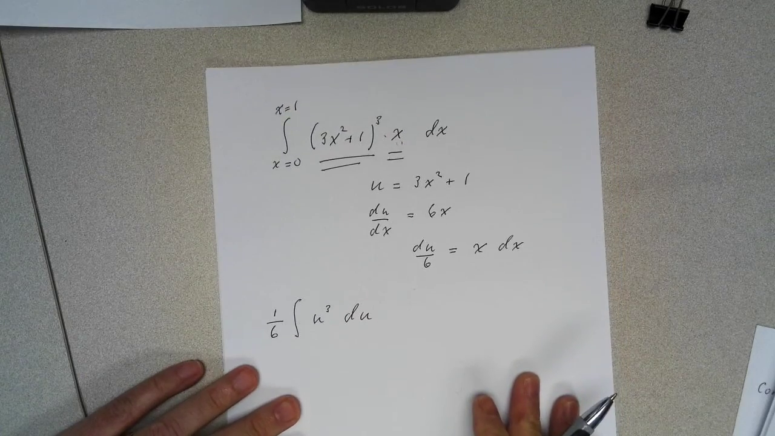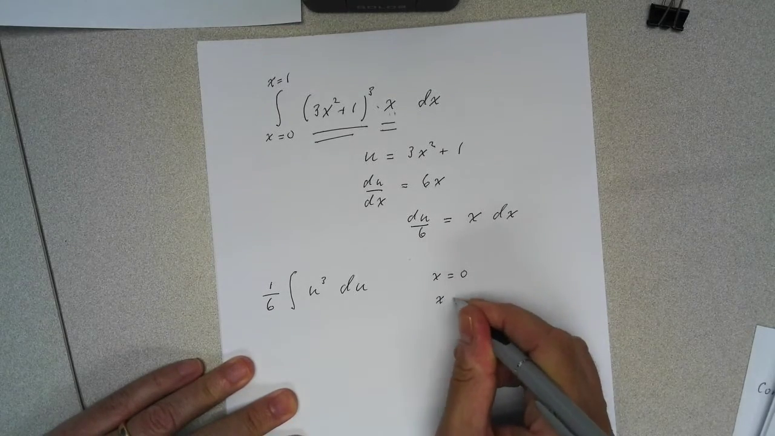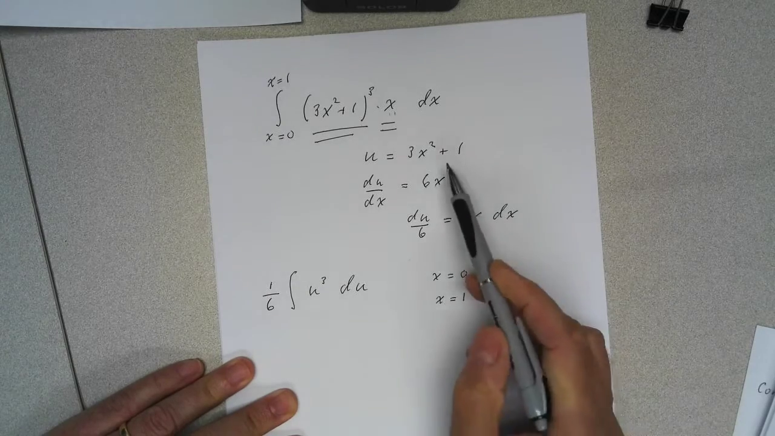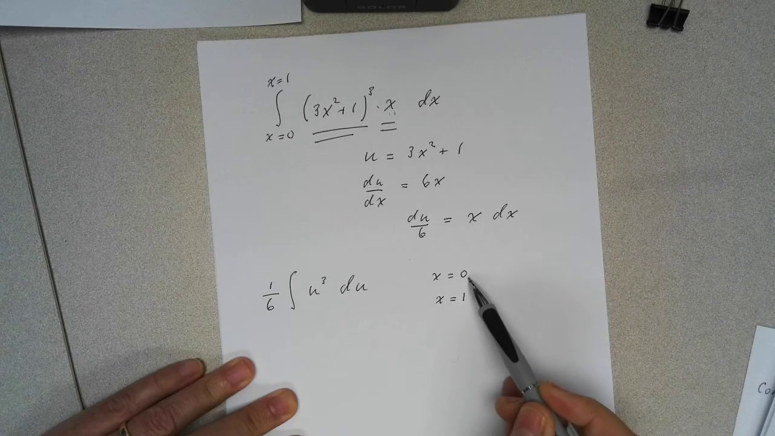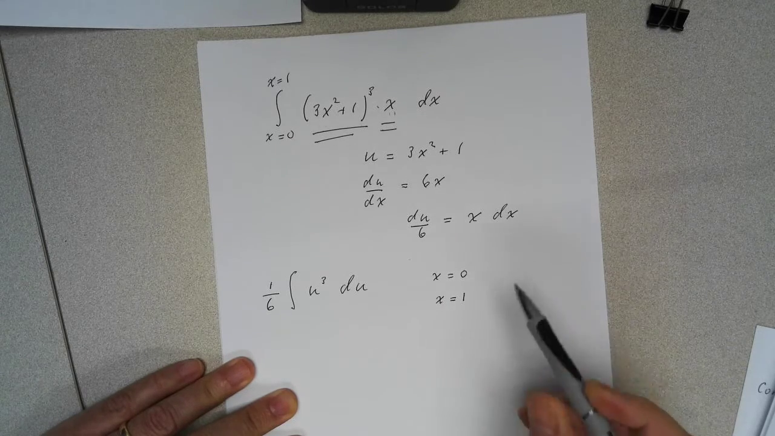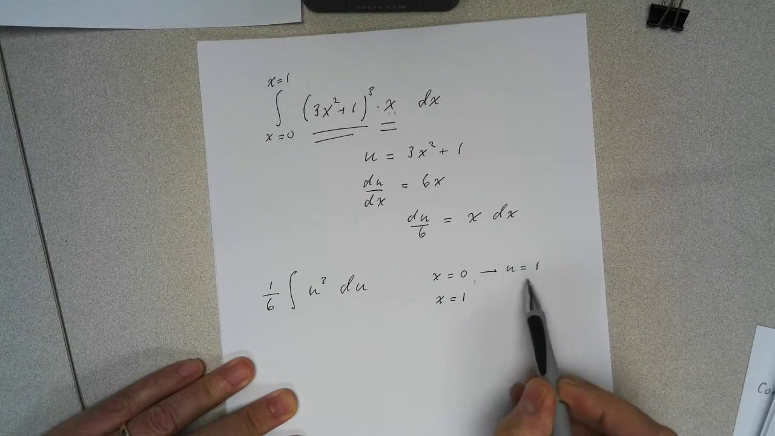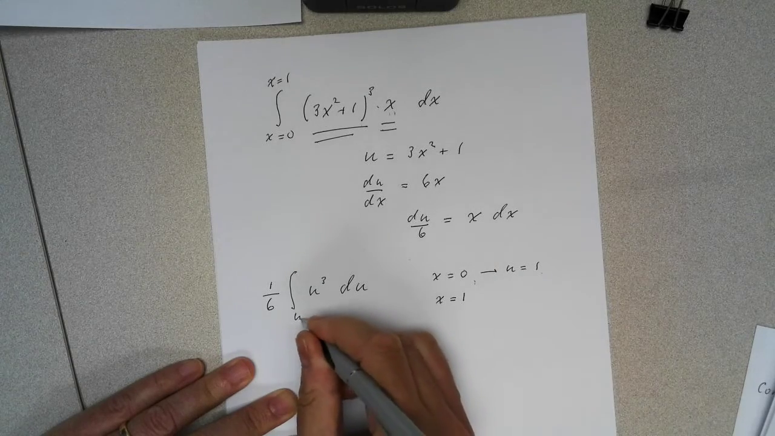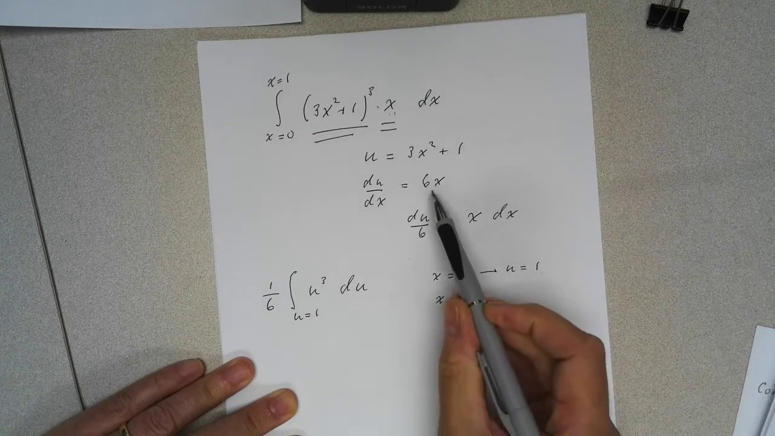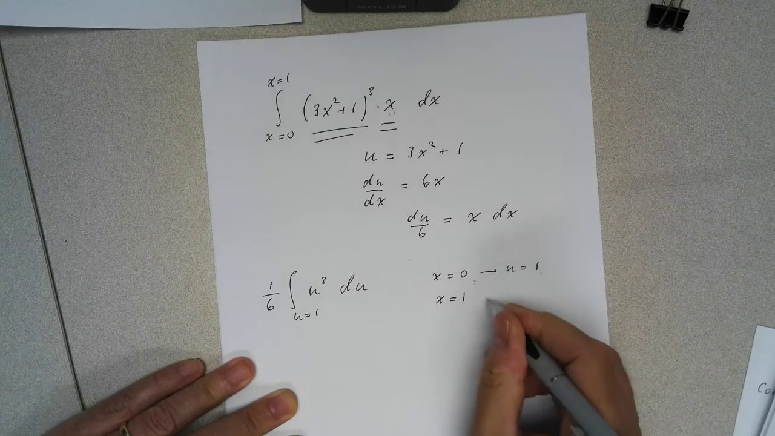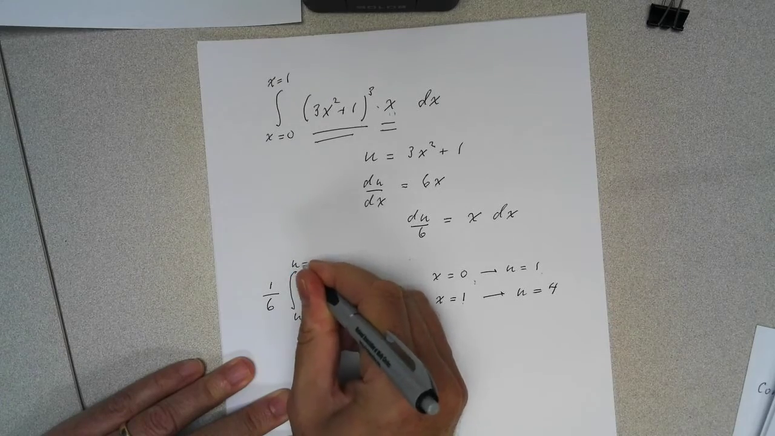Let's take a look at our endpoints. Our original endpoints were x equals 0 and x equals 1. Now, our substitution says that u is equal to 3x squared plus 1. So if we plug 0 into that, we get 3 times 0 squared plus 1. So that means I'm going to replace the endpoint of 0 with 1 for the lower endpoint. u equals 1. The original upper endpoint was x equals 1. If I substitute that in here, I get u equals 4. So that becomes the new upper endpoint.